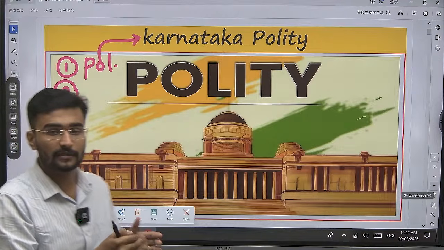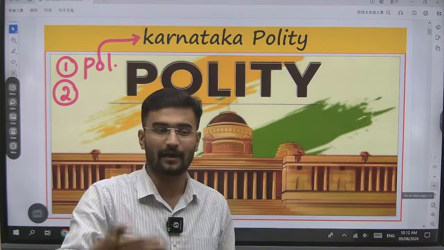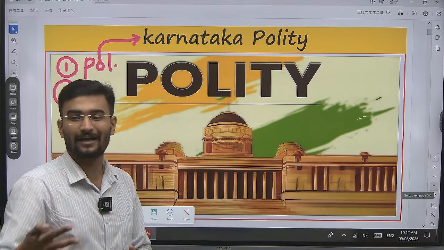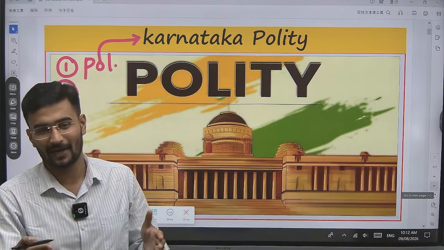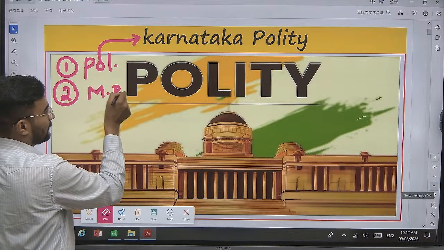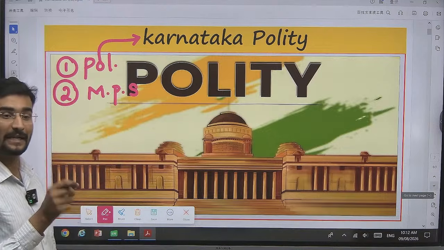When was Mysore state created, and who was the chief minister then? And the third one, when was Karnataka created? So this is the beautiful history we have with respect to our Mysore princely state. Now, what is this Mysore princely state?